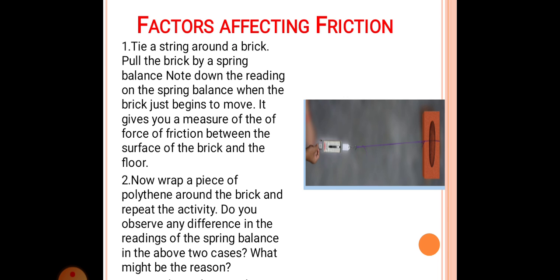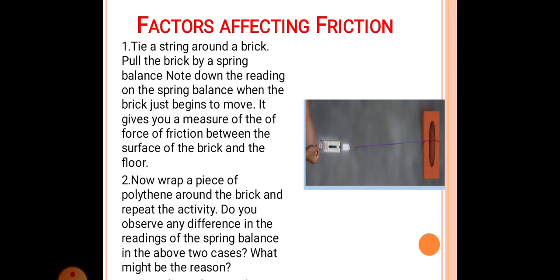Factors affecting the friction. To understand the factors affecting the friction, we need to perform an activity. For this, we need a horizontal table, a brick, thread, and a spring balance. First, the brick is attached to the spring balance by thread. By gently pushing on the horizontal table, you get the measure of frictional force. Here the frictional force depends on the surfaces in contact. The surfaces are the brick and the horizontal table.